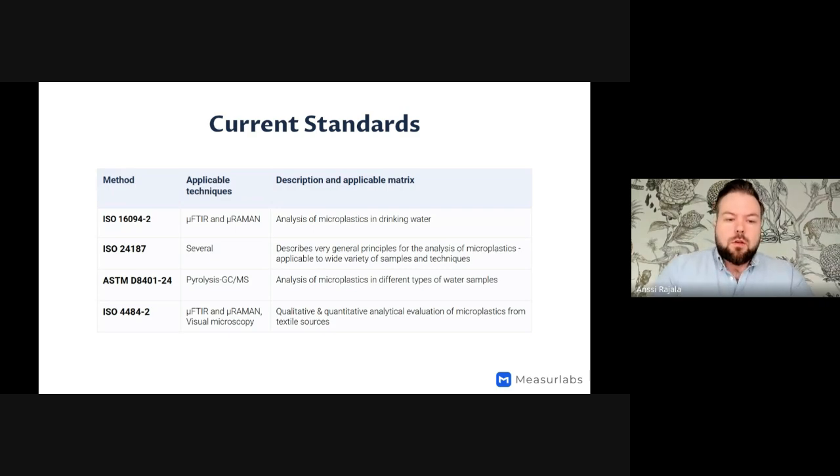Then lastly, there's also ISO 4484-2 that is dedicated for the microplastics from textile sources, and the samples in this case can be aqueous suspensions, powdery solids, or air emissions, all coming from textile sources in this case.